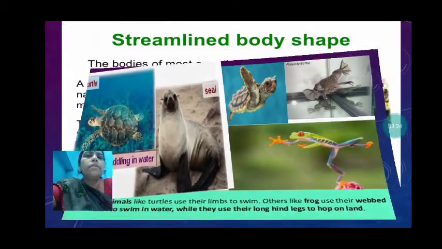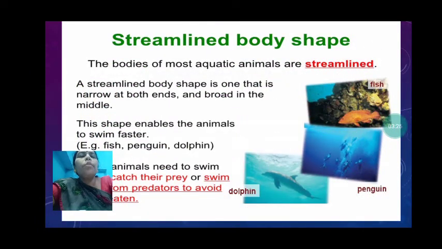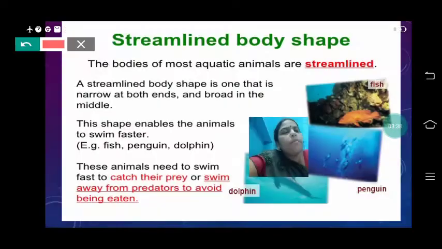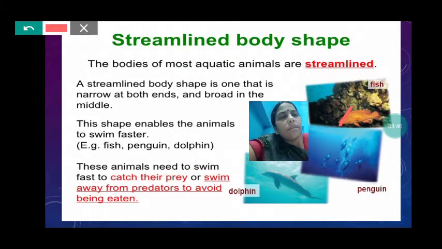Then, streamlined body shape. Let us see what is the use of this shape. The bodies of most aquatic animals are streamlined. This is an aquatic animal. We know that fish is an aquatic animal. It has a streamlined body. Now, what is a streamlined body?